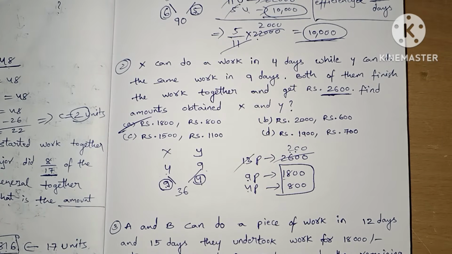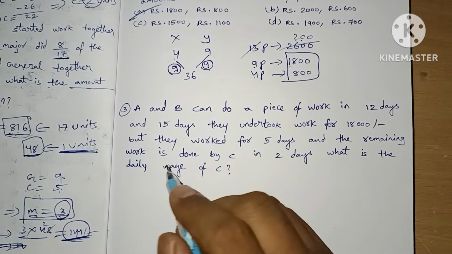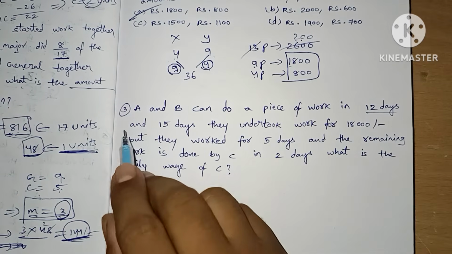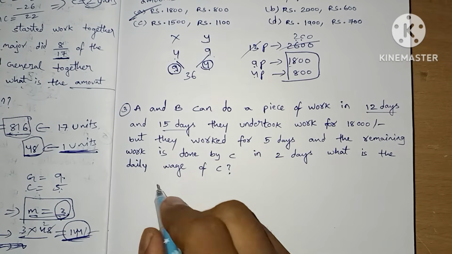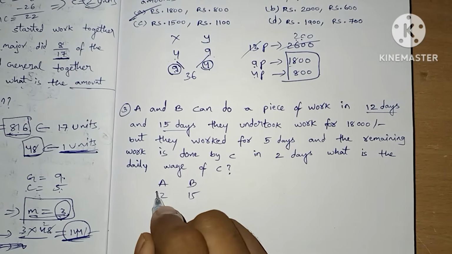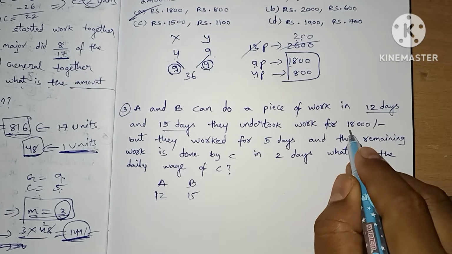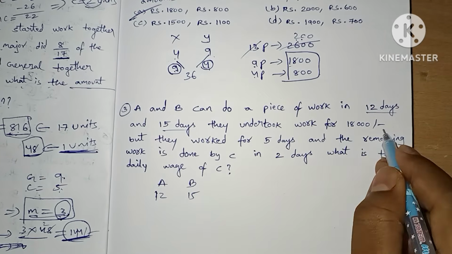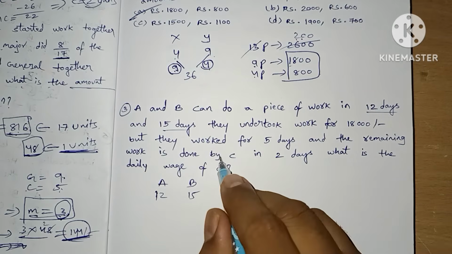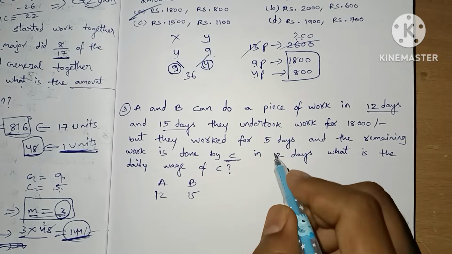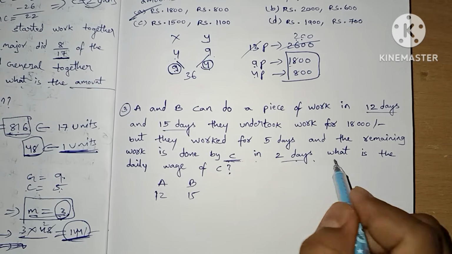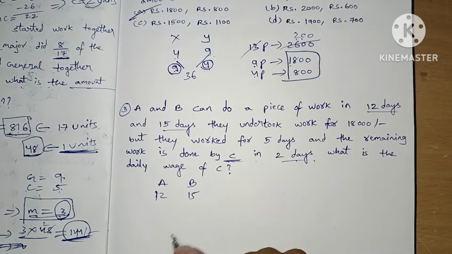Now let's take one more question regarding wages. A and B can do a piece of work in 12 days and 15 days respectively, for a work of 18,000 rupees. They worked for 5 days and the remaining work is done by C. C does the remaining work in 2 days. What is the daily wage of C?